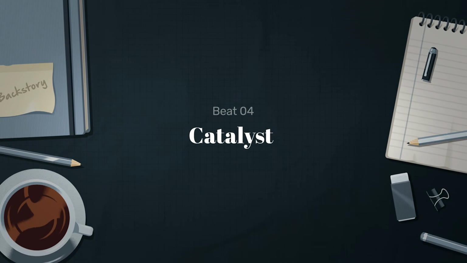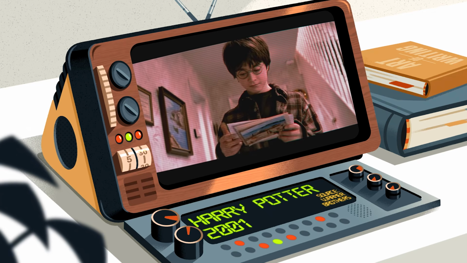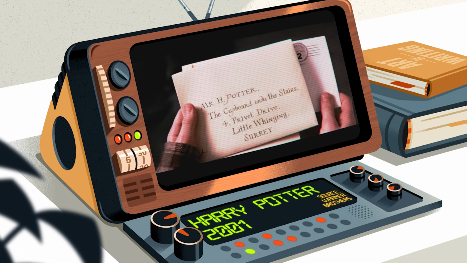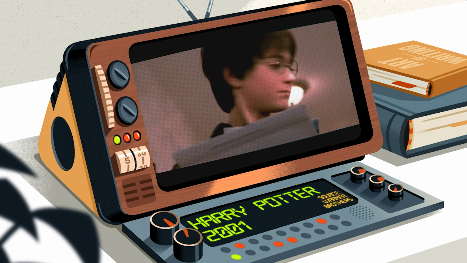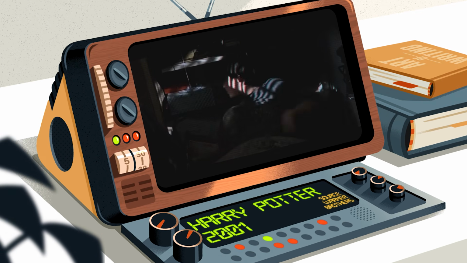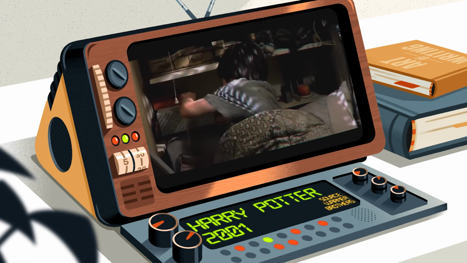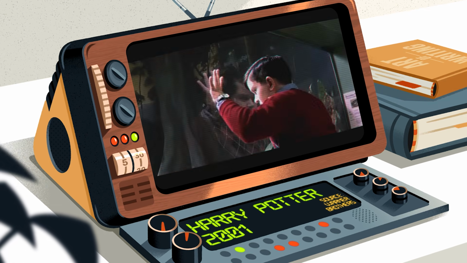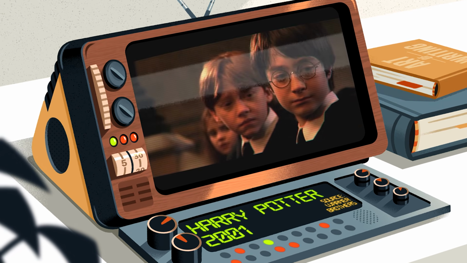Beat number 4. The catalyst. The catalyst is the spark that sets your story in motion. It's the moment when your protagonist's ordinary life is disrupted. In Harry Potter, the catalyst is the moment when Harry finally gets his invitation to join Hogwarts. Suddenly, his muggle life living under the stairs is completely flipped upside down as he realizes that he has powers and that in the wizard world he's some sort of mega celebrity.